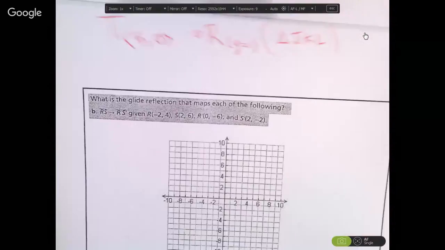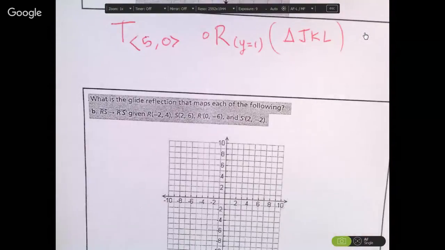Go ahead and see if you can figure out this one. I was supposed to go with the x -1, but I moved up. You moved down.